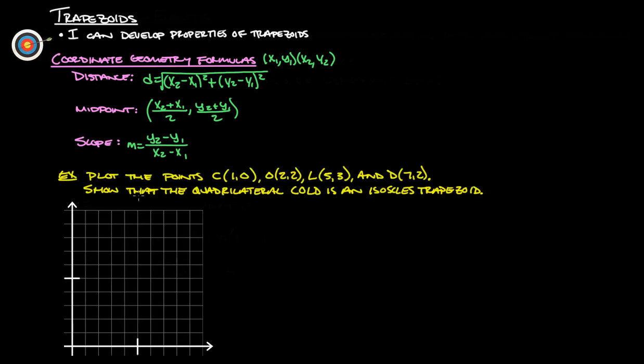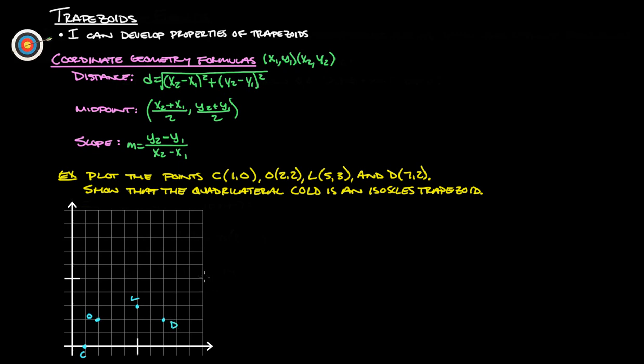All right, so example: plot the points C, O, L, and D, and then show that the quadrilateral COLD is an isosceles trapezoid. Okay, so let's plot those points. C is at (1, 0), so there's C. O is at (2, 2). Then we've got L at (5, 3), and D is at (7, 2). Okay, so C, O, L, and D.